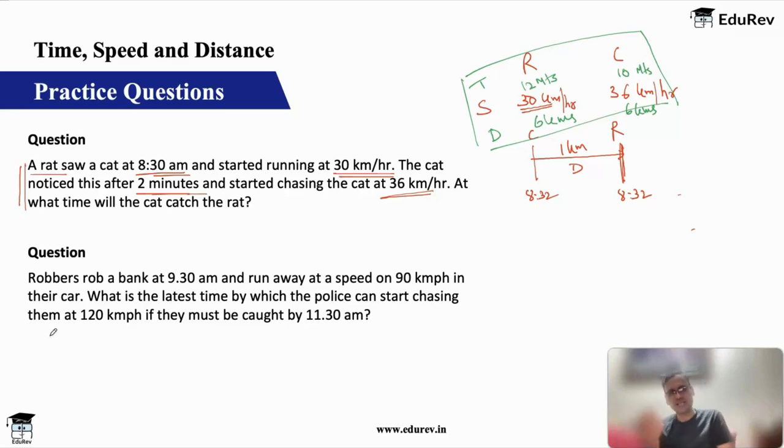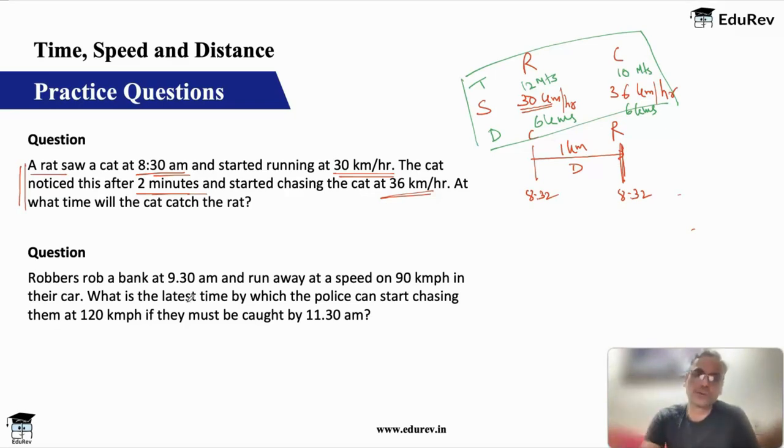If the speed of the cat is the same as the speed of the rat, the gap of 1 kilometer will always remain. And if the cat is slower, then actually the gap will increase. So for the gap to decrease, the one who is coming from behind has to come at a faster speed always, otherwise you will never be able to catch up. And the cat is faster. The cat is 36.